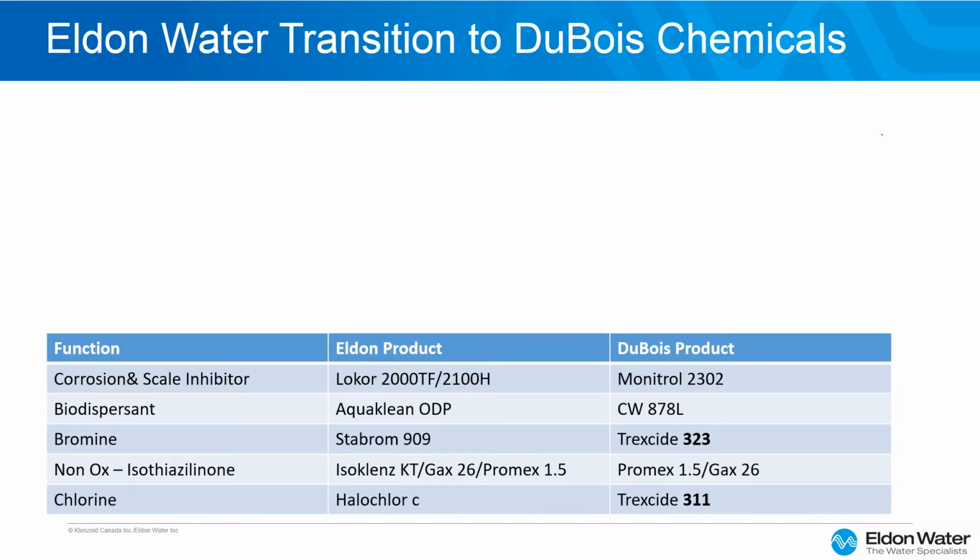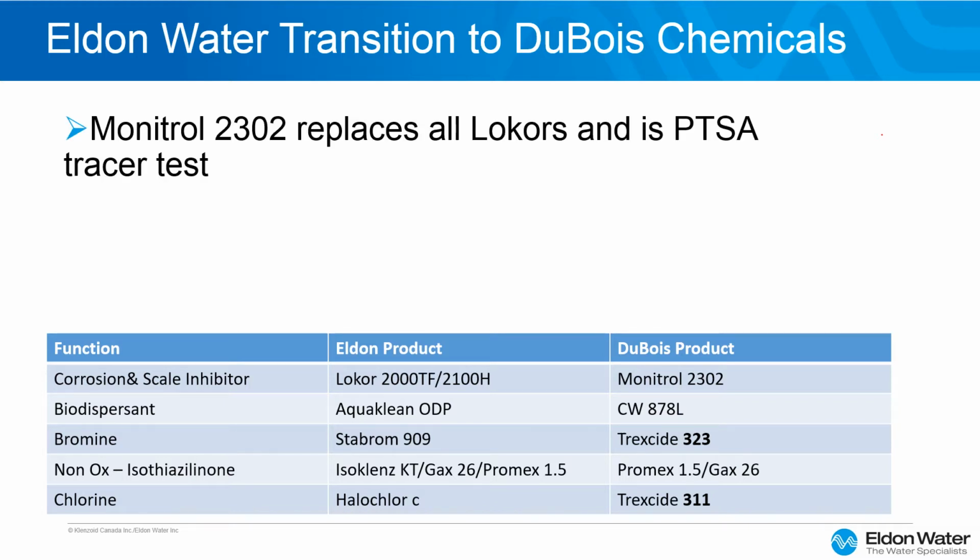Just to reiterate some of the points I was making on the last slide: Monitrol 2302 replaces all low cores and is PTA tracer test. That means you use that handheld meter. You don't need to mix up any chemistries for it. It's just a much cleaner and simpler test. The control limits are the same.